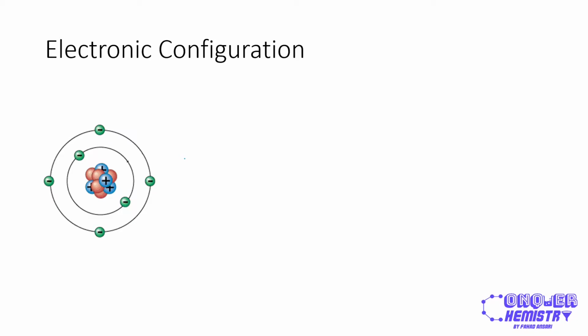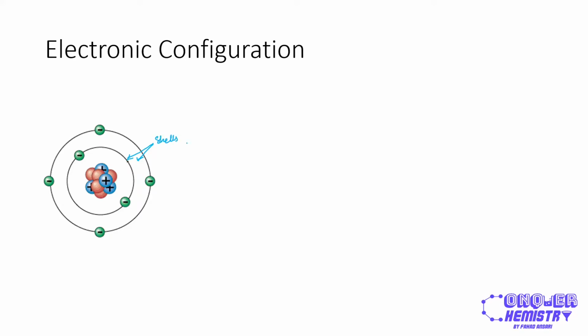So in the last video we looked at isotopes in detail. So in this video we'll start to look at the arrangement of electrons within atoms, which is known as electronic configuration. So you guys are aware that the nucleus consists of protons and neutrons, whereas electrons are arranged in these fixed energy levels, which are known as shells.